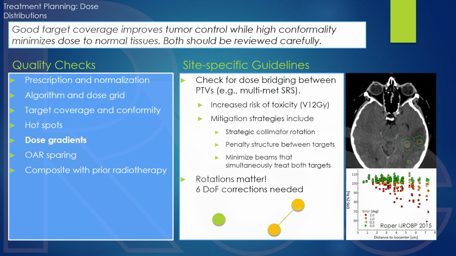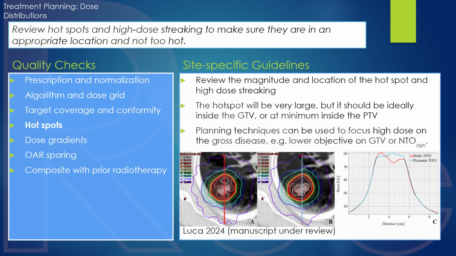So this is something that we studied a few years ago. Rotations matter. It matters both in terms of patient positioning, it matters in terms of accuracy of image registration and the machine mechanicals. Okay. It's important to review hotspots and to make sure that there's not dose streaking that results in high dose to healthy tissues. And we want to review both the magnitude and the location of these effects.